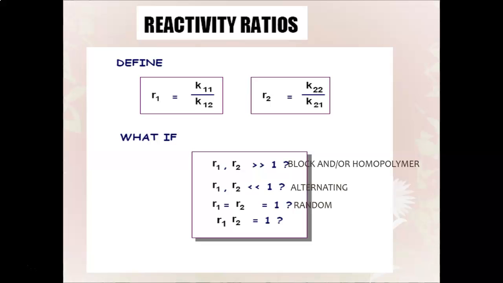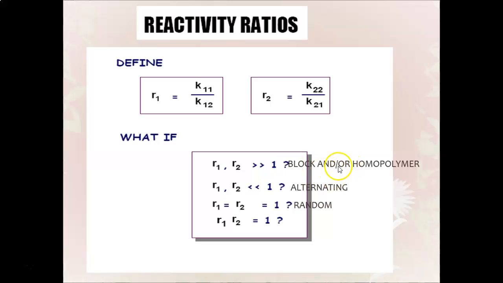It means that r1 times r2, you will get 1. In this case, either r1 is more than 1 or r2 is less than 1, or we have an r2 value which is more than 1 and r1 which is less than 1. So in this case, one of the monomers is more reactive than the other if the value is more than 1. This condition will have one value more than 1 and one value less than 1. Consequently, the copolymer will contain a greater proportion of the more reactive monomer in the random sequence of the monomer units.